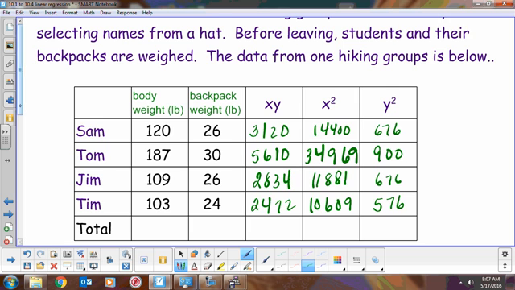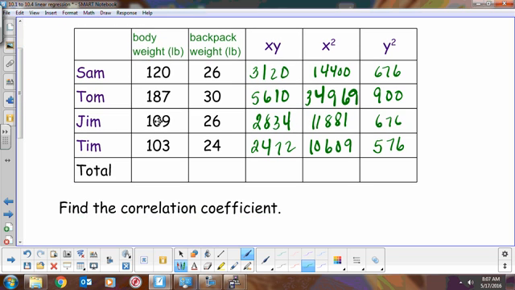So now we need the sum of the x's. We need the sum of all those columns. Okay.